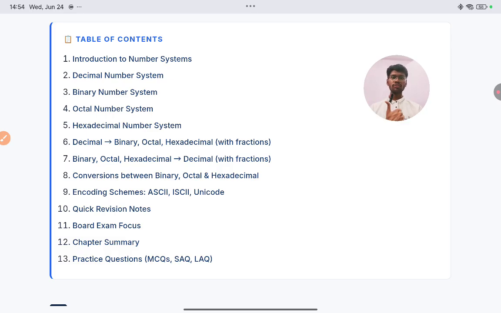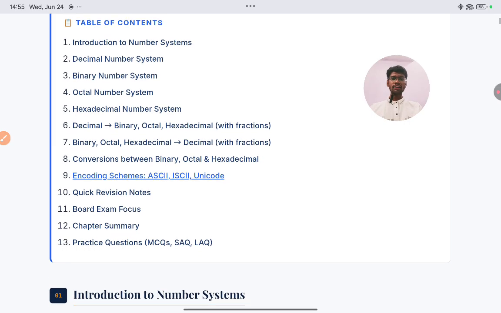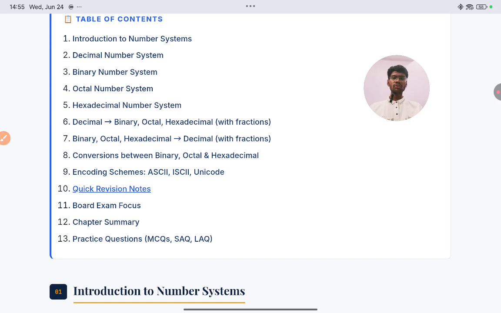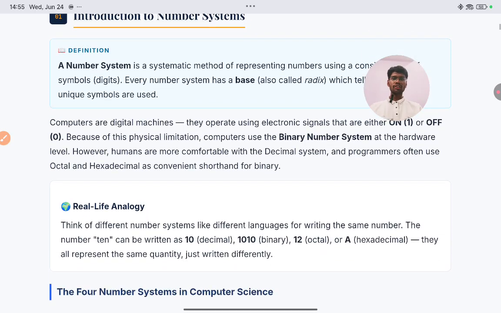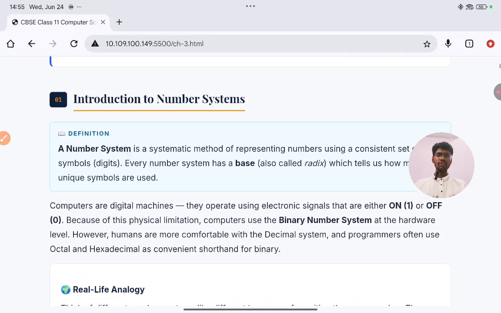So check out that video if you didn't know what the content for today is; it gives a precise idea of what we'll be learning. The encoding schemes we'll be learning are ASCII, ISCII, and Unicode. Some quick revision notes, more exam questions, common mistakes that we should not make, and a chapter summary will also be covered in today's lesson. Let's start the lesson.